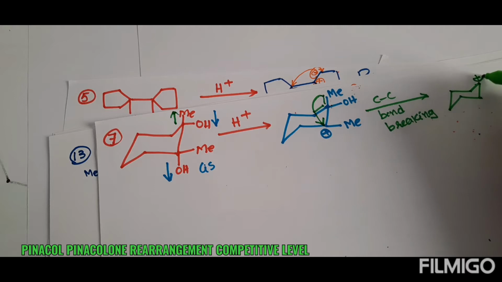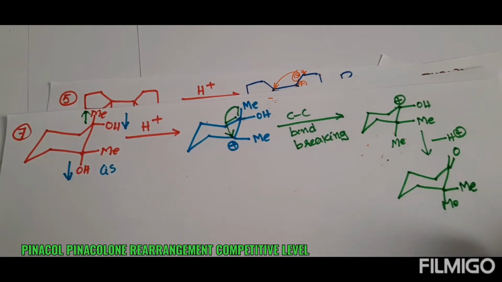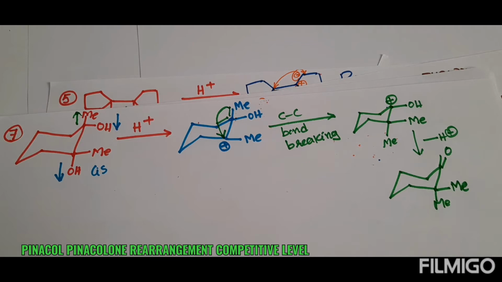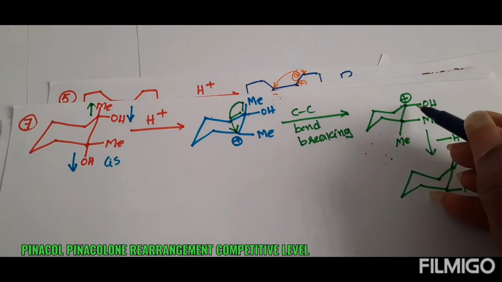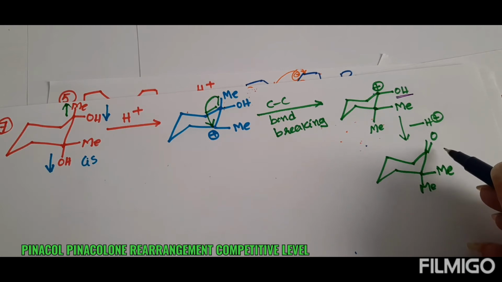As a result, you get the product like this. Here is positive charge, here is OH, here is methyl, here is methyl. In the next step, it loses the H plus and ultimately leads to the production of a cyclohexanone having two methyl groups. This is the product. Okay, look at this. Here carbocation is formed. The formed carbocation loses the H plus, and this keto form is formed.